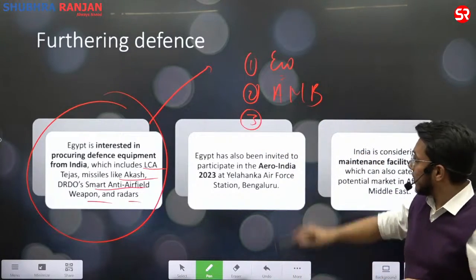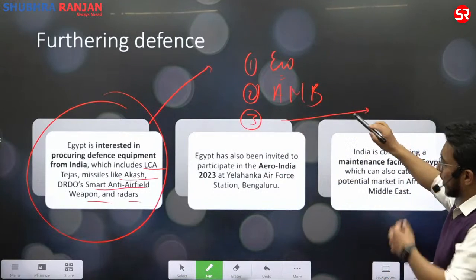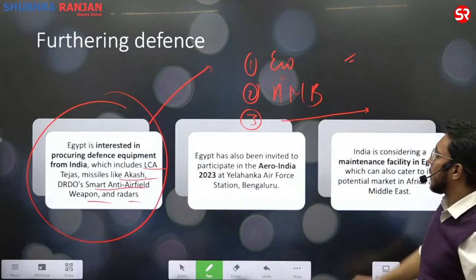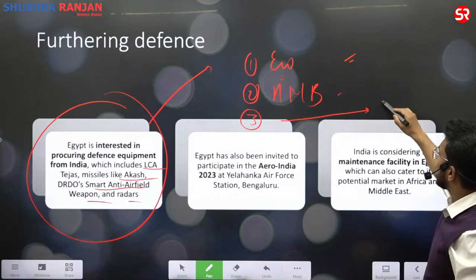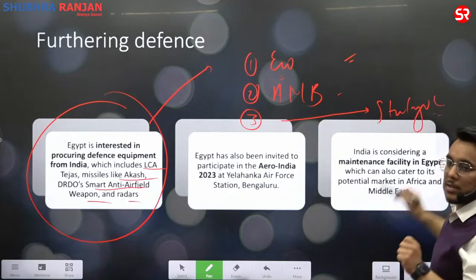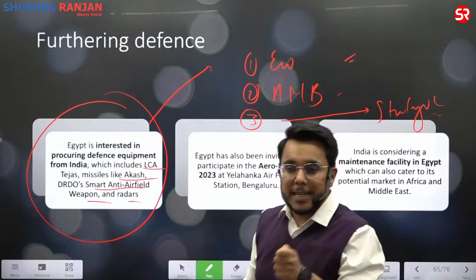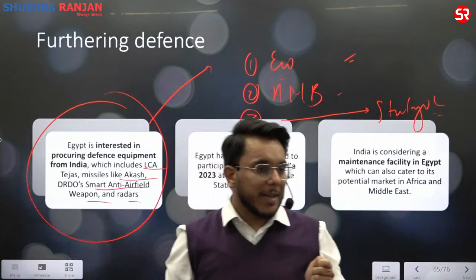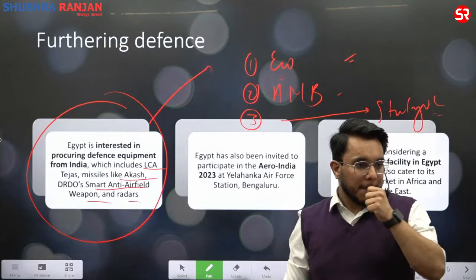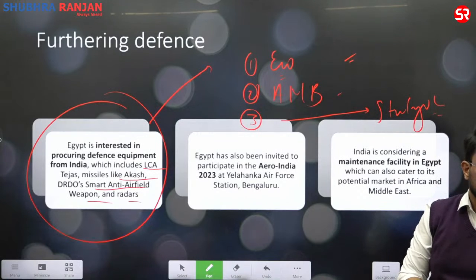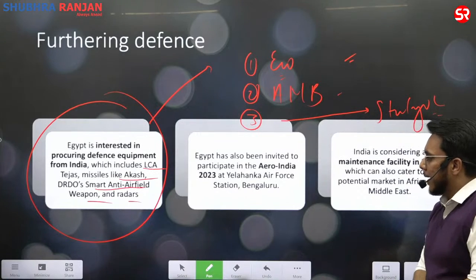Thirdly, this particular thing economic mein aa jayega, export karenge paisa milega to economic mein aa jayega Atmanirbharta, and also it is a key to strengthen the strategic relations with the developing countries. It is a key to strengthen the strategic relations. Are you getting it or not? Yes. Is it clear or not?